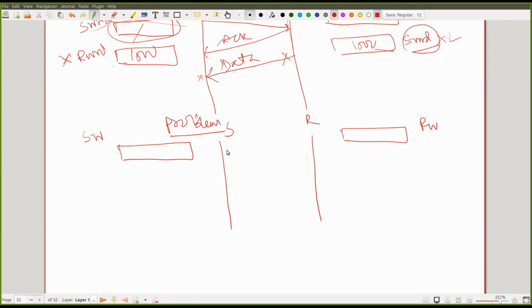Now what is happening? Let's say the sender is sending 1 byte of data. Continuously the sender is generating 1 byte of data at a time.